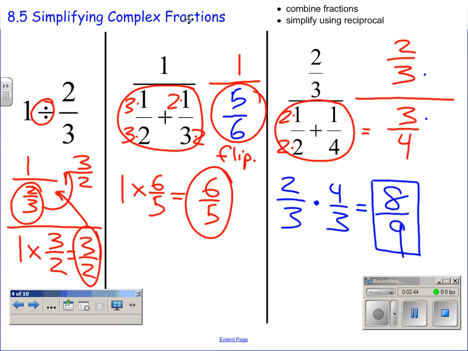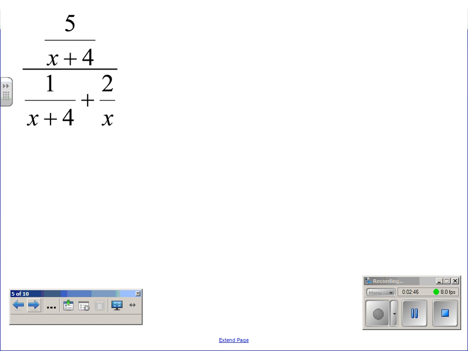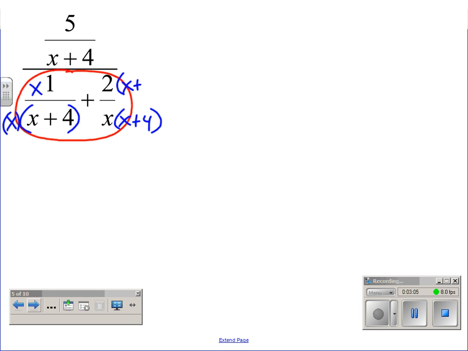Okay, so that's how we do it with numbers. Now let's take a look at rational expressions with polynomials in them. Okay, so first thing I'm going to do is simplify the bottom. So what I have to do is first say, okay, what am I missing? Here I'm missing an x, and over here I'm missing an x plus 4. Okay, so I want to add that to the top and to the top here.